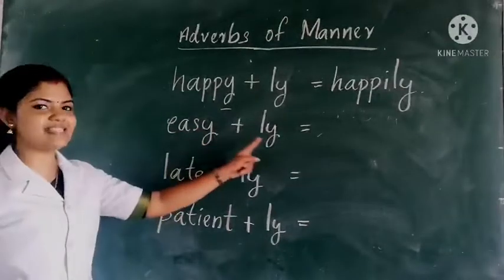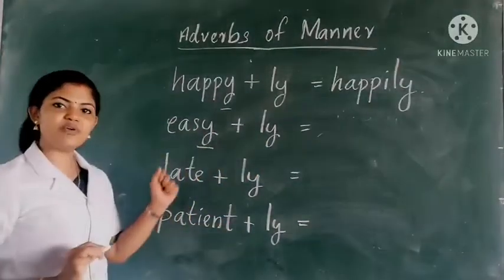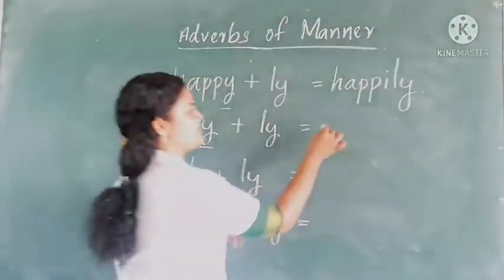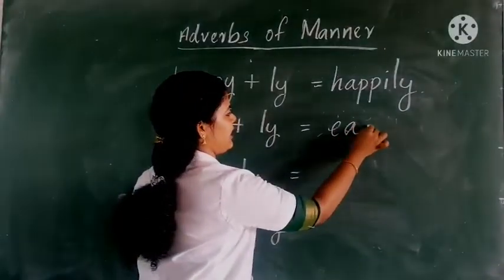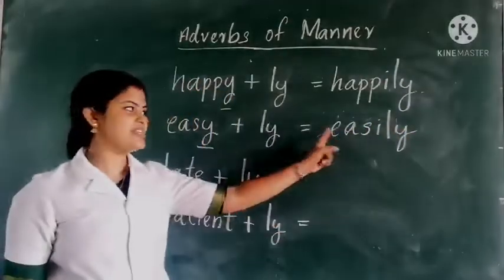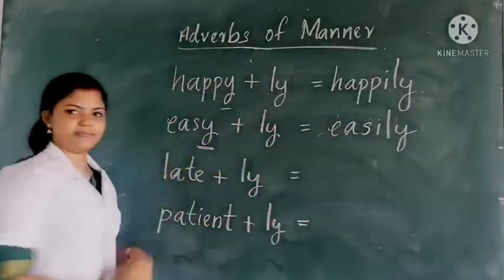Next word is easy plus ly. Here also we can see the ending letter is y. So we have to change this y into i. Then how does it become? Yes, it becomes E-A-S-I-L-Y, easily. Change this y into i because the ending letter is y.